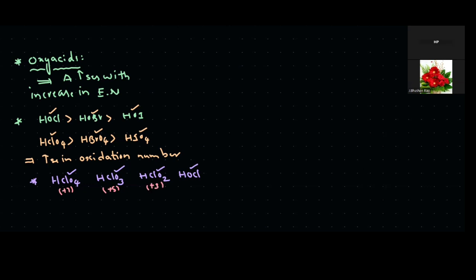Now, which one has the very high oxidation number? HClO4. This compound's acidic nature is much higher than chloric acid, then chlorous acid, then hypochlorous acid. So by using this, we can easily identify the acidic nature. So, another example, just one more.